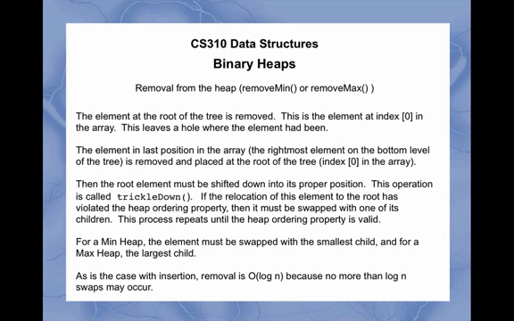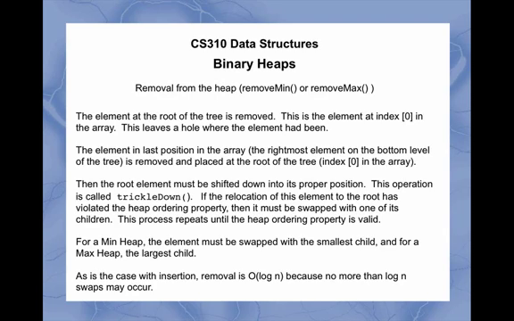Removal. The removal is designed to return either the largest or the smallest element in the array. So the element at the root of the tree is removed. This is the element at index 0 in the array. This does leave a hole where the element had been. So in order to deal with this situation, the element in the last position in the array, that is the rightmost element on the bottom, is moved and placed into the root of the tree.